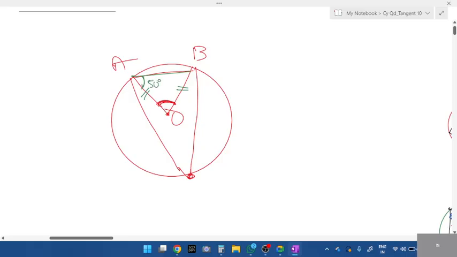If A is 50, what is B, students? What is the opposite angle? B is also 50. Then what about angle O? Apply the sum of interior angles concept. Very good. 80. If this is 80, what is the exterior? I mean, the angle formed in the center is twice the angle formed on the circumference. If this is 80, what about this one? 40 degrees. You'll get questions like this. Isosceles concept. One isosceles triangle using radius, 80 degrees, 40 degrees.